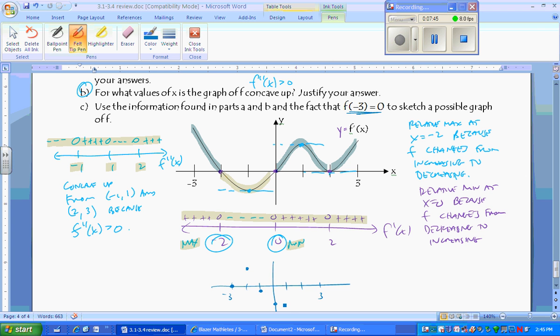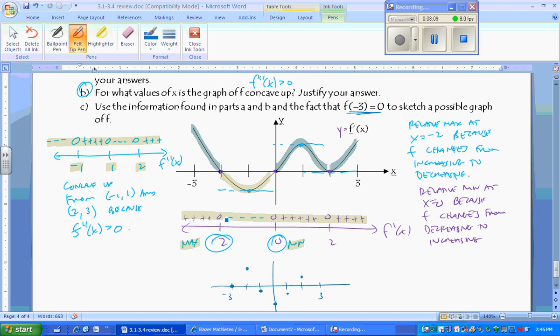Then we have an inflection point at 1, so it has to be above this minimum. Otherwise, if it was below, this wouldn't be a minimum. So it has to be above there somewhere, so I'm just going to put it up a little bit. And then we have another inflection point at 2. So again, this has to be higher than the last point, because if we did it lower, then this point would be a local maximum, but it's not. So I'm going to put it just above the x-axis.